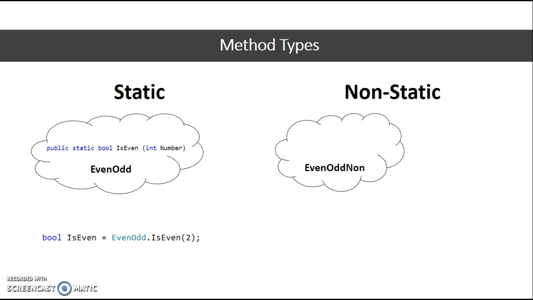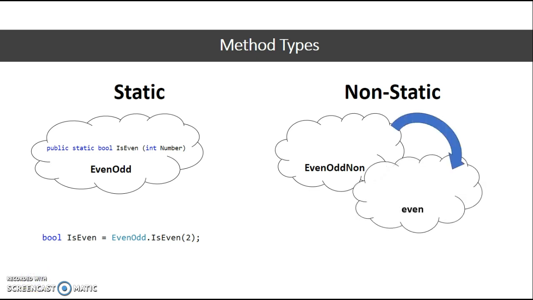On the other hand, for non-static, if we look at the class on the right called EvenOddNon, before I can access a non-static method in there, I have to create an instance of that class, which here is defined as e, and then that public bool IsEven method is accessible. The code to do this is where I need to instantiate an instance and then call the IsEven method off of that instantiated object. So in this example, you'll see e has been created, and then I can do e.IsEven to call that method.